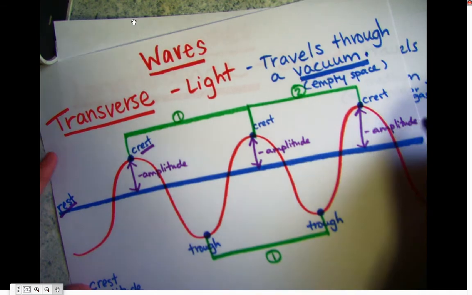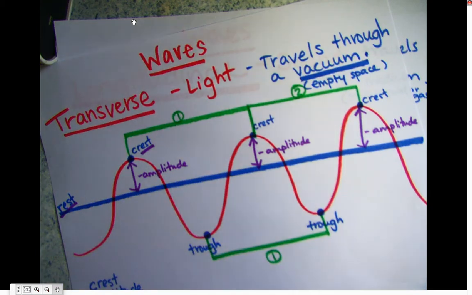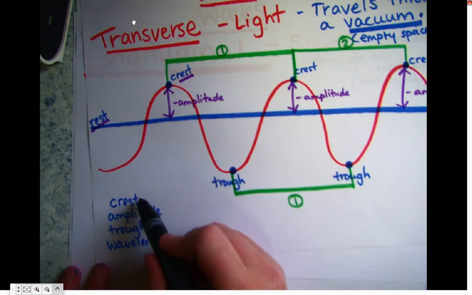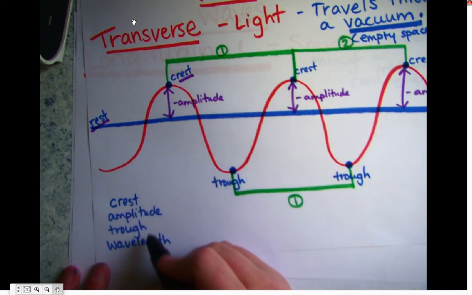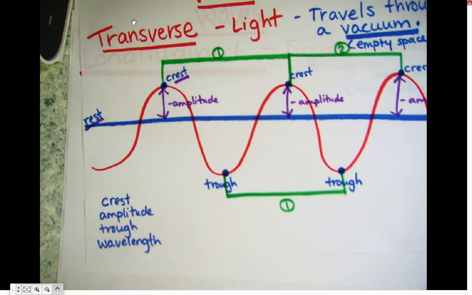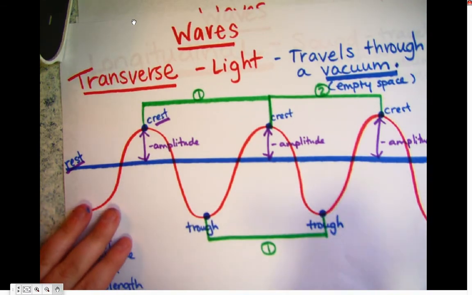So eventually you're going to have to know how to label one of these guys. It's not very hard. You just have to do it and get practice at it. So when you're practicing, you need to make sure you've got crest, amplitude, trough, and by that you can determine your wavelengths. So that is your transverse wave. And remember, transverse, vacuum.